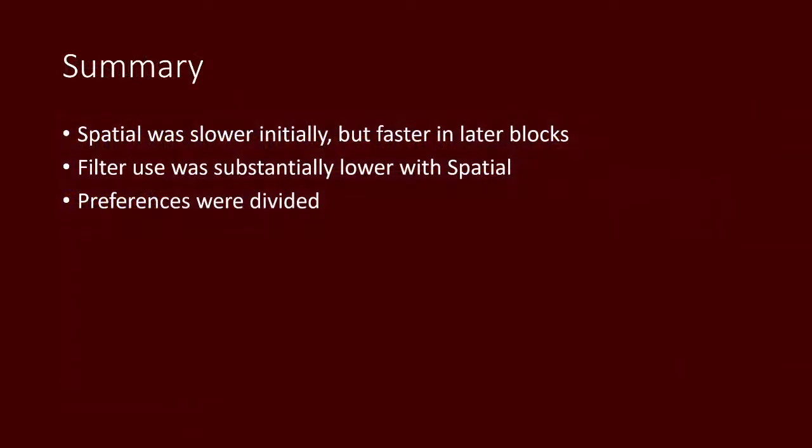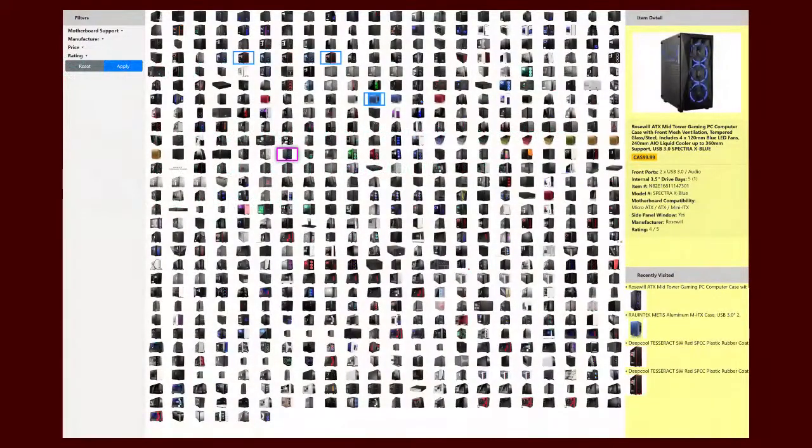So there are lots of other results in the paper, but to summarize this brief overview, spatial was slow when finding things for the first time, but faster once the items were learned. People quickly stopped relying on filters with spatial, but filters were critical to the paged interface throughout the blocks, and preferences were divided. So the results of the spatial approach are mixed, but we did give it a pretty tough task. How many of you would have thought that this would have worked as well as it did?